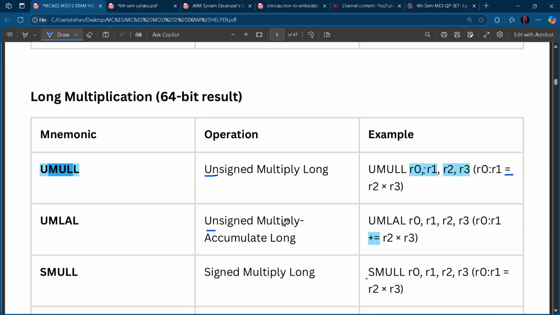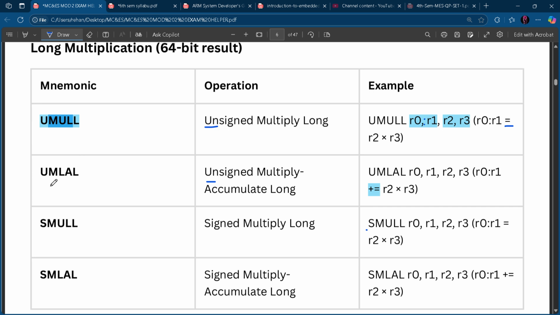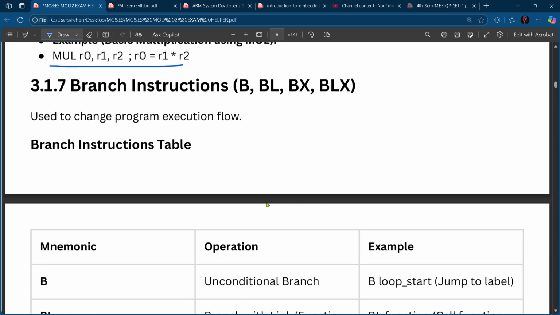Okay. Long multiplication. So you have unsigned multiply long, unsigned multiply accumulate long. In long multiplication only, here you have to add. Signed is the same, just instead of unsigned you will be using signed. What is happening here? R1, R0, R1, R2, R3. So the first two registers are used, and the second two multiplication is happening. In accumulate, instead of equals you have a plus and equal, that's it. Okay, nothing else is changing.